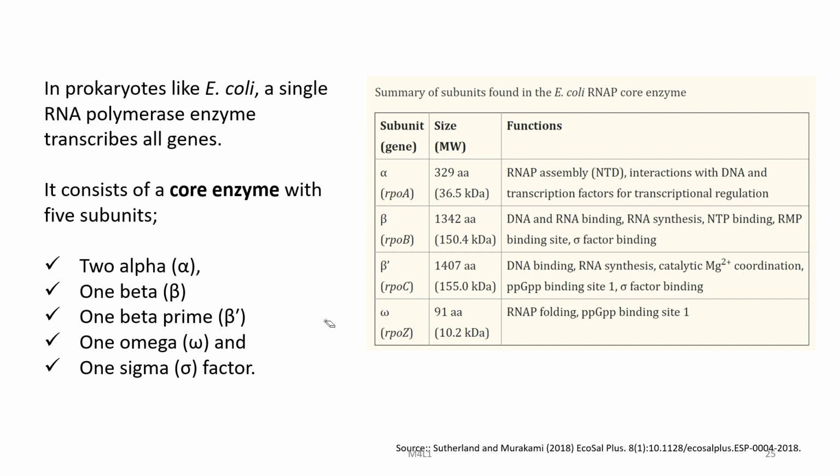rpoA produces alpha, rpoB beta, rpoC beta prime, rpoZ the omega, and the functions of these subunits are: alpha helps in RNAP assembly, interactions with DNA and transcription factors for transcriptional regulation. Beta helps in DNA and RNA binding, RNA synthesis, NTP binding, RMP binding site, then also sigma factor binding. And beta prime helps in DNA binding, RNA synthesis, catalytic magnesium coordination, ppGpp binding site 1, and sigma factor binding, and omega helps in RNA folding, ppGpp binding site 1.